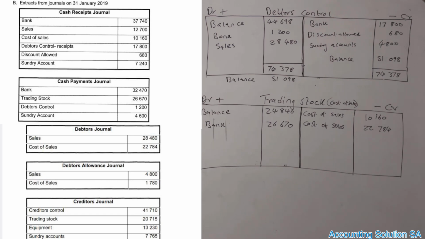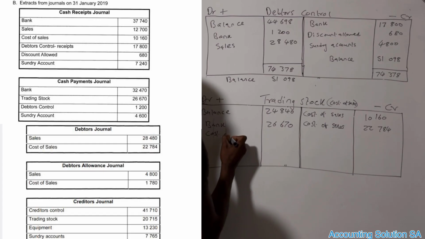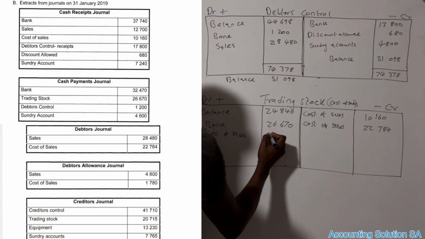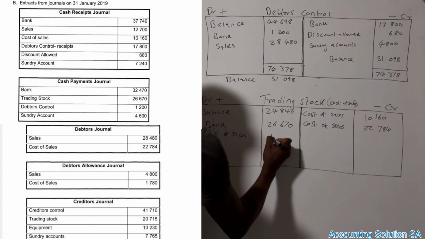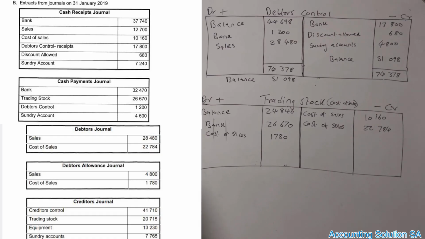Then after that, we have the other one, a cost of sales of debtors allowance journal. A debtor returned the stock, which means that the stock is going to increase because he returned it back to us. Cost of sales, 178. Okay.